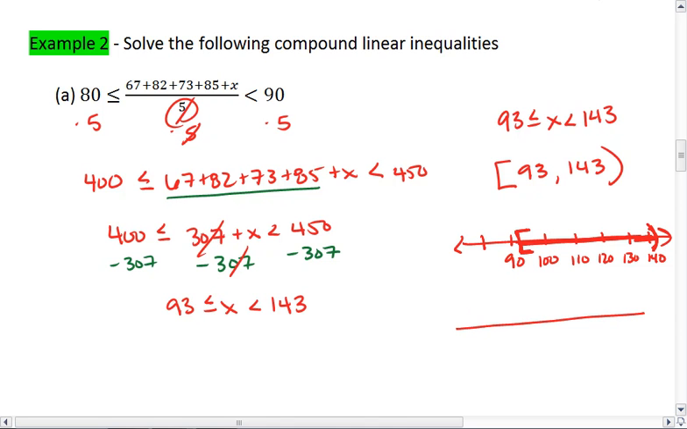Or again, if you prefer, sorry, my lines aren't perfectly spaced. It's important to try to be as precise as possible. 110, 120, 130, 140. So I'll use a filled-in dot at 93, an open dot at 143, and again darken the line in between. If you want to be super clear, you could always write the numbers above so that there's no doubt in your reader's mind what numbers you are using.